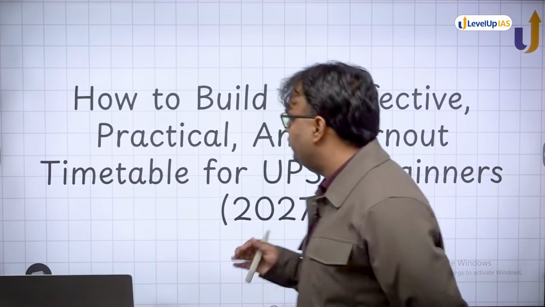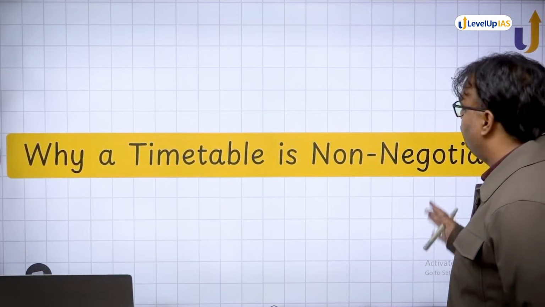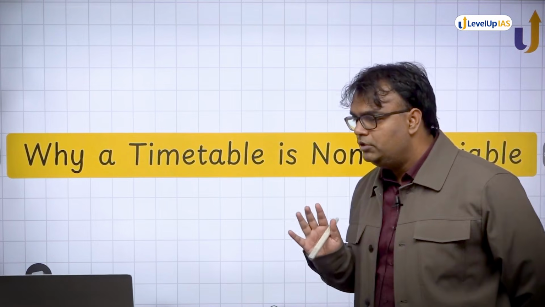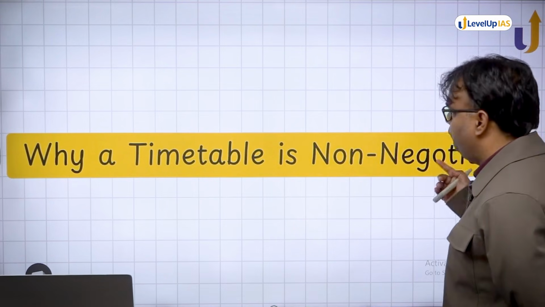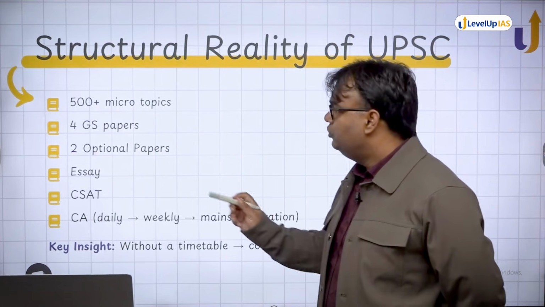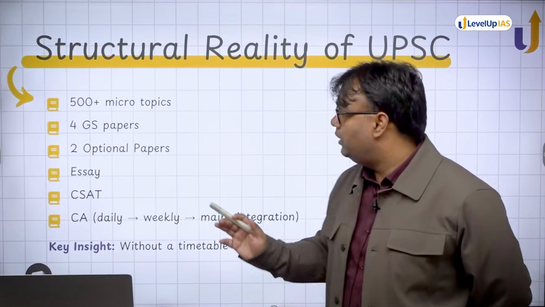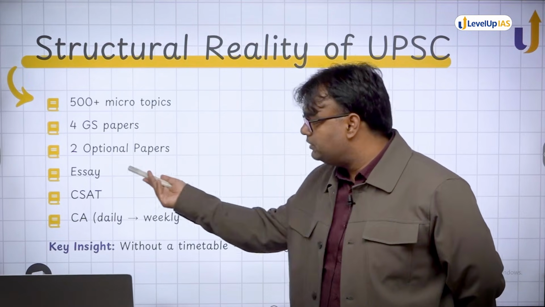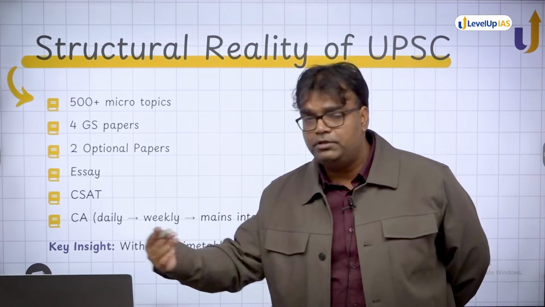But before I go there, let me first take 10 minutes to help you understand why a timetable is non-negotiable. Without a timetable, there would be problems in your preparation. Look, if you look at the UPSC syllabus, there are 500 plus micro topics that you have to cover. There are 4 GS papers which cover these micro topics, 2 optional papers, essay, CSAT, and then current affairs. Current affairs is a big burden.